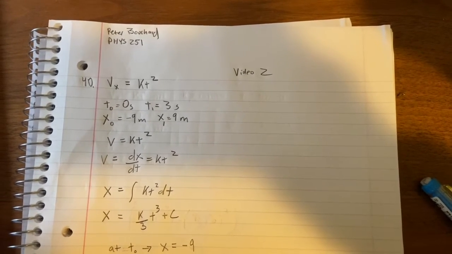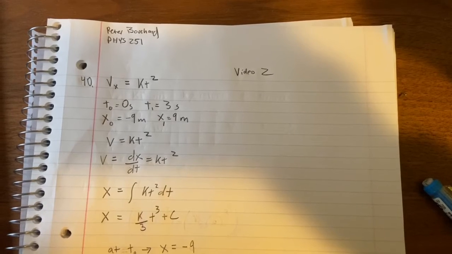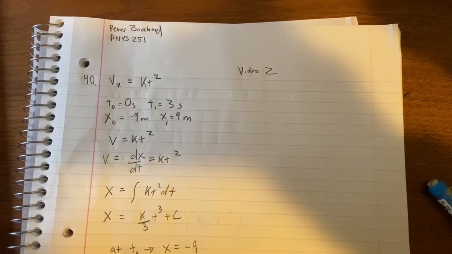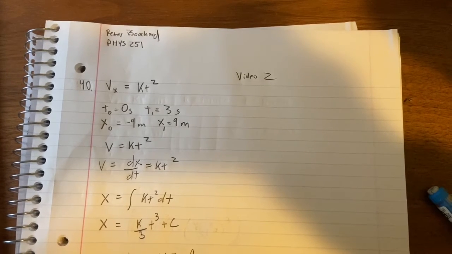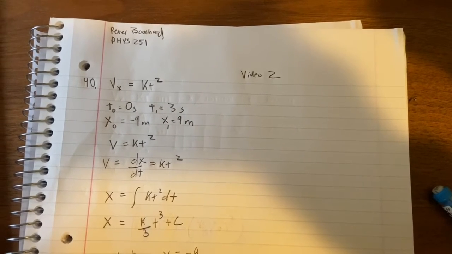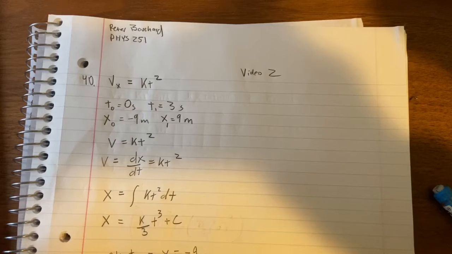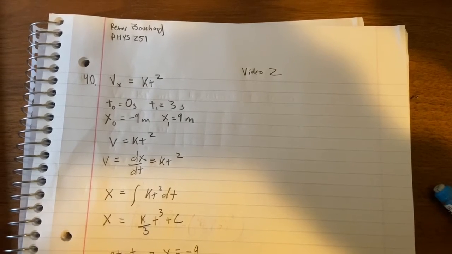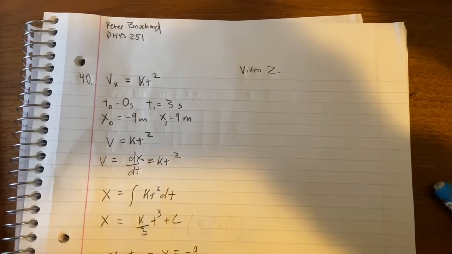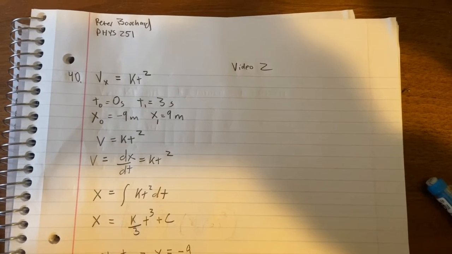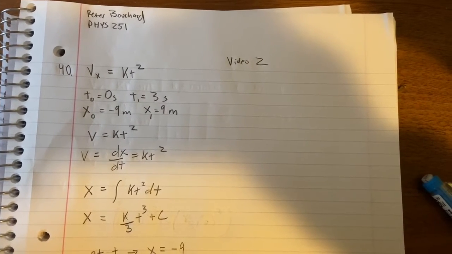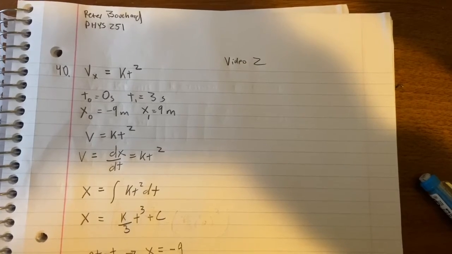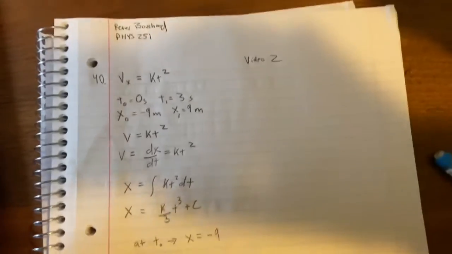We are also given two time conditions, one at time 0 and one at time 1. So the time at 0 is 0, and the time at the second point is 3 seconds. And we are also given two positions. At 0 is -9 meters, and the other one is +9 meters.